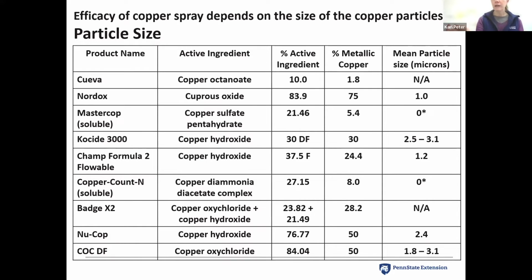So for instance, Coside is on the slightly bigger side. Champ Flowable is in the middle there. New Cop and COC, everything's still on the smaller side here. So I don't think you can go wrong based on particle size, but it's just something to be aware of as far as understanding how copper products work, because there are a lot of factors involved in efficacy, and also how companies make these products.